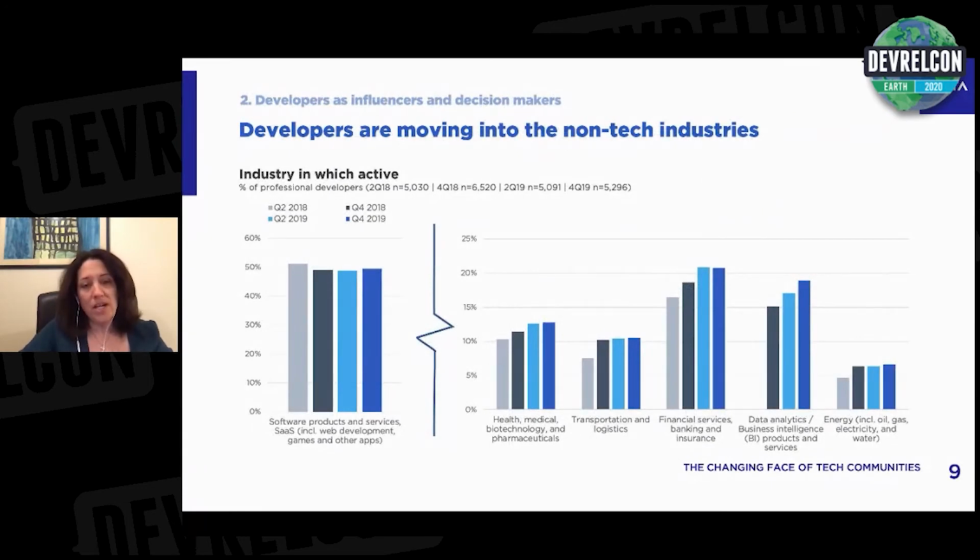Now, one key thing that is happening in terms of the developer ecosystem is developers moving into the so-called vertical industries. So we see a slight decrease here on the left as to how many professional developers are in their natural habitat of software products. It has stabilized actually, but it's just below 50%. While on the right, we have just handpicked a few industries, we track a lot more obviously, that are on the rise. So health, medical, financial services, data analytics, they have seen a big increase.